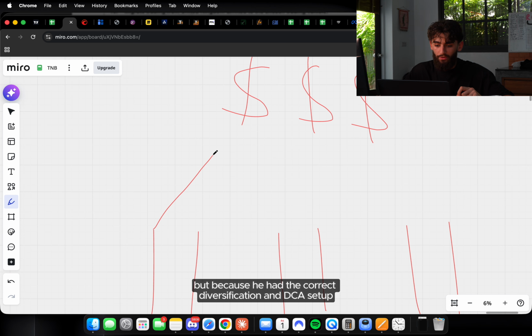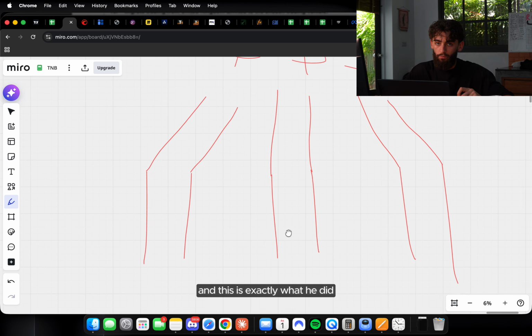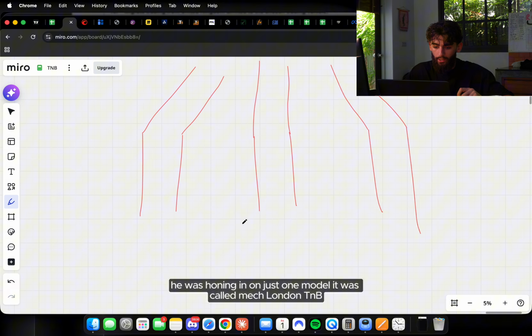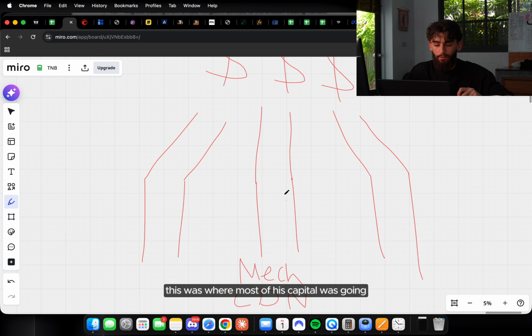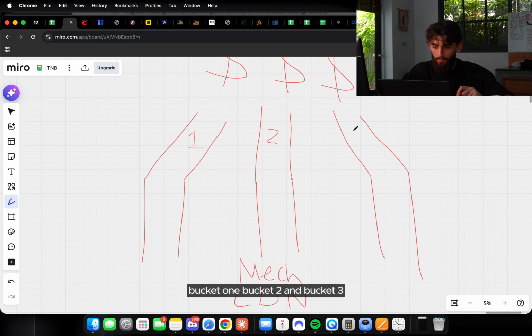But because he had the correct diversification and DCA setup, his capital was able to be distributed effectively and efficiently. And this is exactly what he did. At first, he was honing in on just one model. It was called Mech London TMB. This was where most of his capital was going because he didn't have enough to split it up into the 3 buckets. Bucket 1, Bucket 2, and Bucket 3.